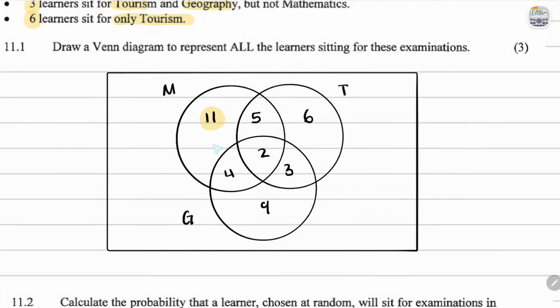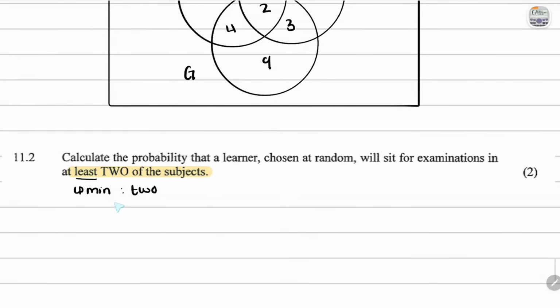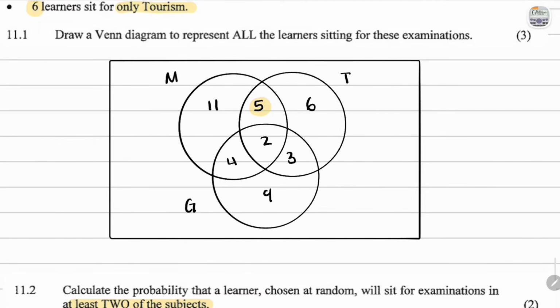Do you see that they are only in maths? Okay, they're not in the mixture of maths and tourism or anything like that. So these learners sat for 1 subject. If you look at these learners here, they sat for maths and tourism, excluding geography. So they sat for 2 subjects. The minimum amount of subjects we are picking would be 2, meaning you're allowed to take 2 subjects or anything more than that. Okay, minimum amount, at least 2 subjects. So that would be 5 that we'll take.